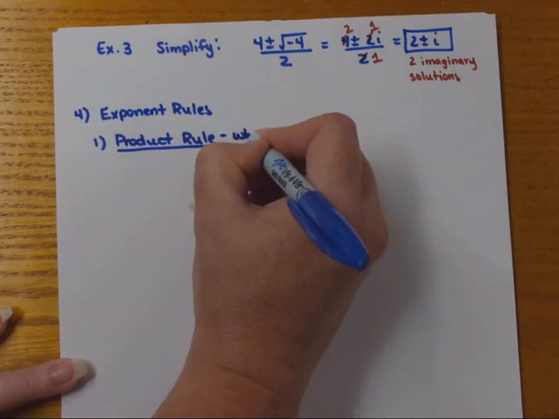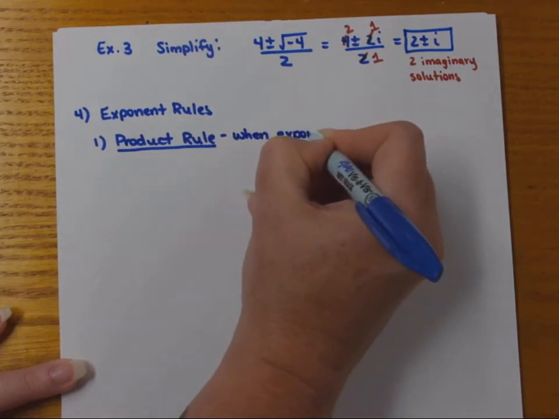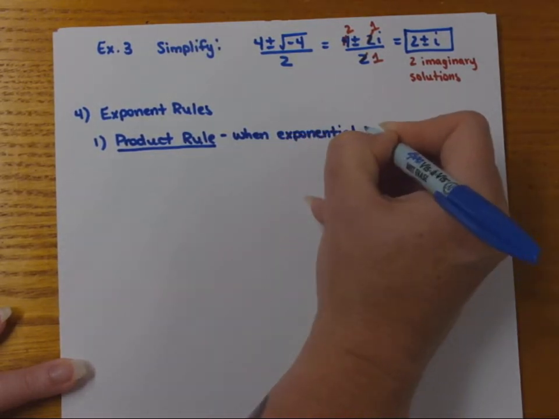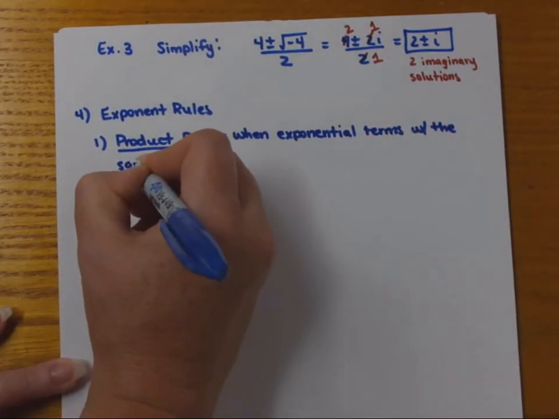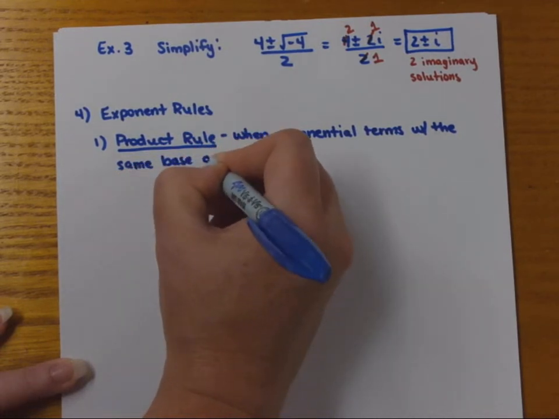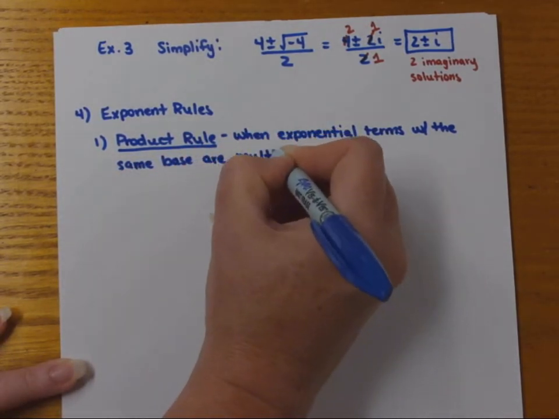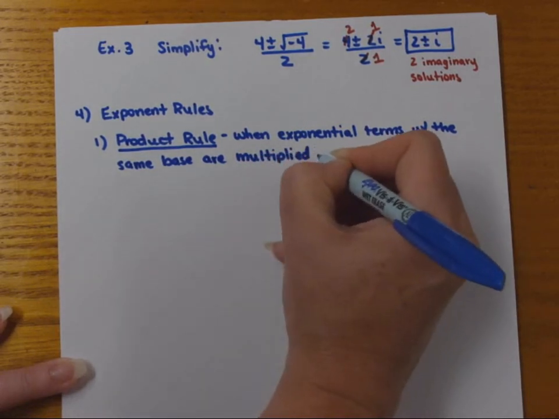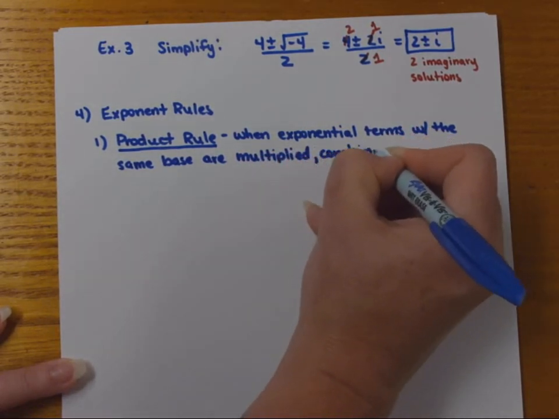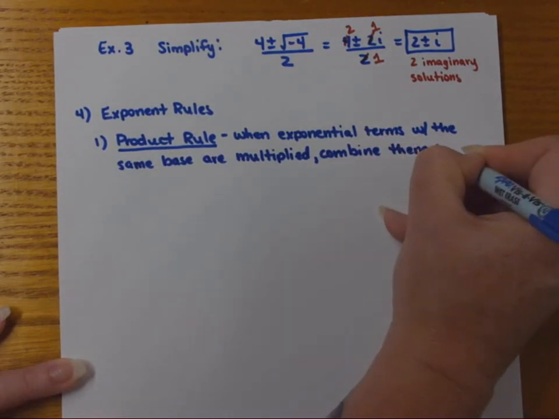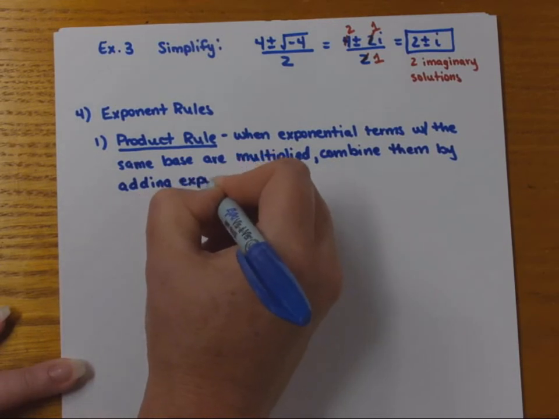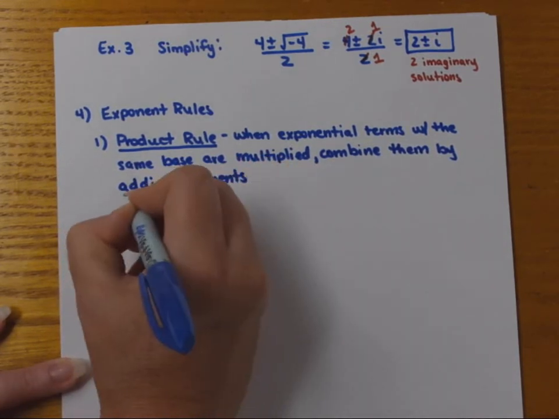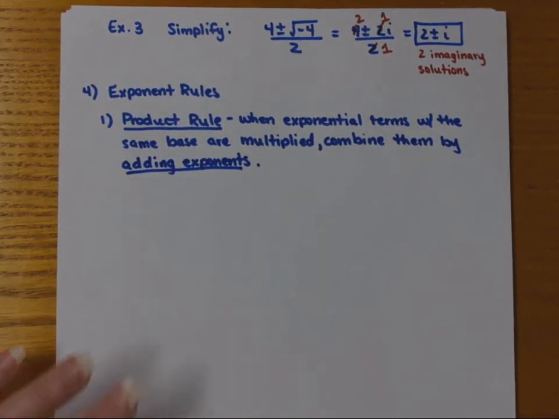The product rule just says that when exponential terms with the same base are multiplied, then we want to combine them by adding the exponents. I'm going to underline that. That's the gist of the product rule. When you're multiplying terms, you're going to add the exponents.